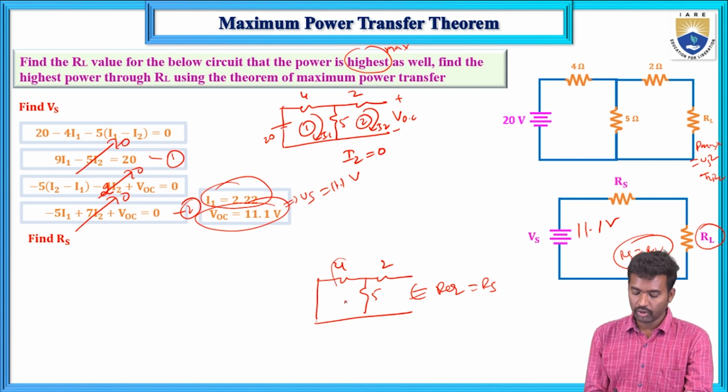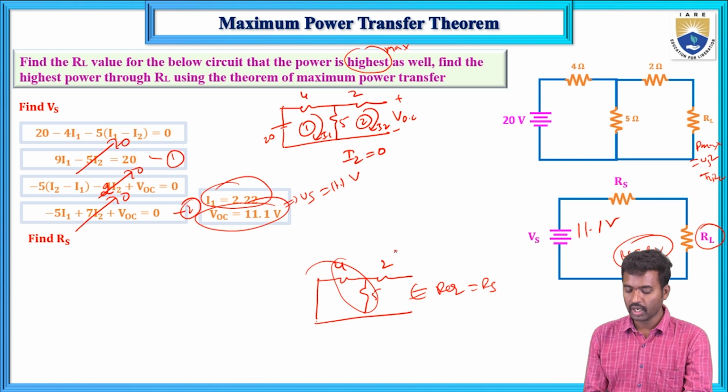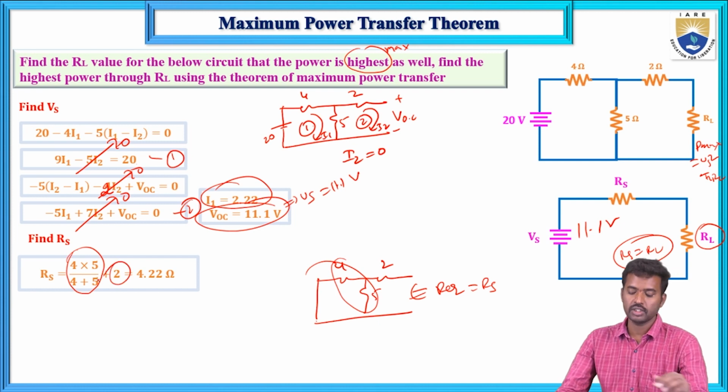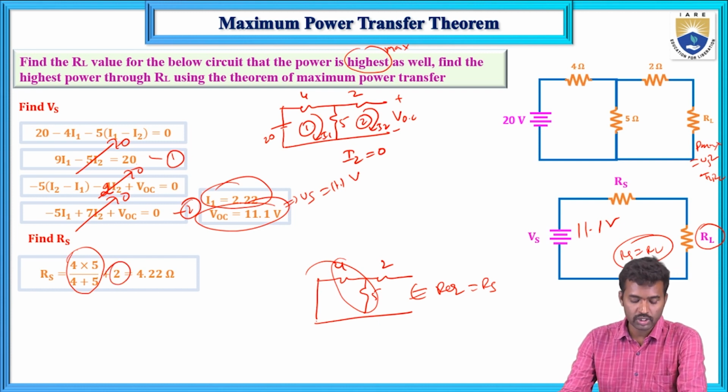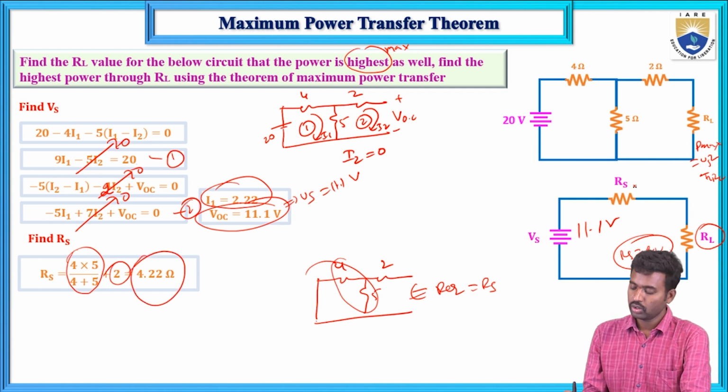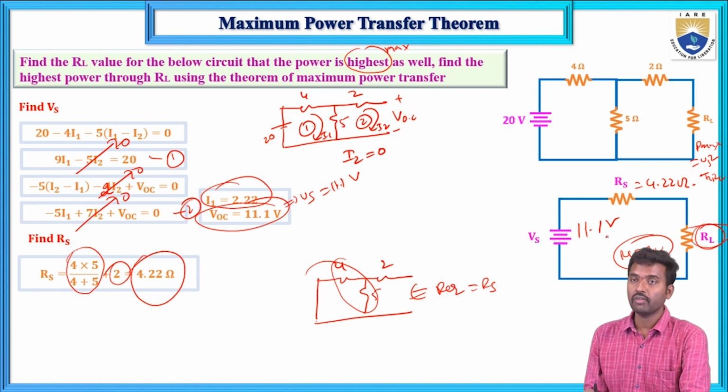Now here 4 and 5 are connected in parallel, and again in series with the 2 ohm resistor. The simplification of that is 4.22. So RS equals 4.22 ohms. Now here we have got RS, VS and the RL value. For maximum power transfer, RS equals RL, that equals 4.22.